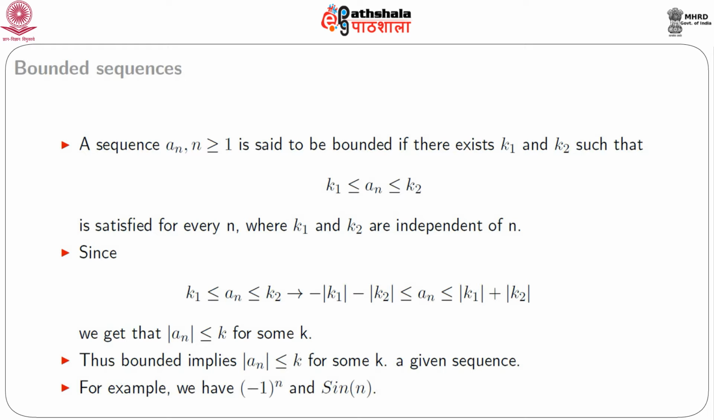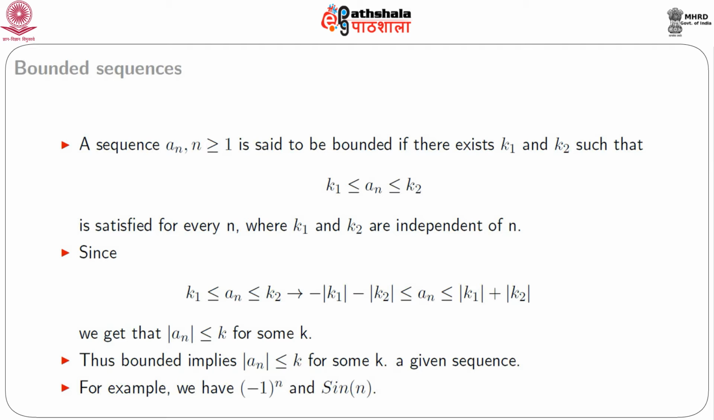Since k1 less than or equal to a_n less than or equal to k2 implies minus modulus of k1 minus modulus of k2 is less than or equal to a_n, which is less than or equal to modulus of k1 plus modulus of k2, we get that modulus of a_n is less than or equal to k for some k whenever k1 less than or equal to a_n less than or equal to k2 is satisfied. Thus, boundedness of a sequence implies that modulus of a_n is less than or equal to k for some k. That is, boundedness implies uniform bound.